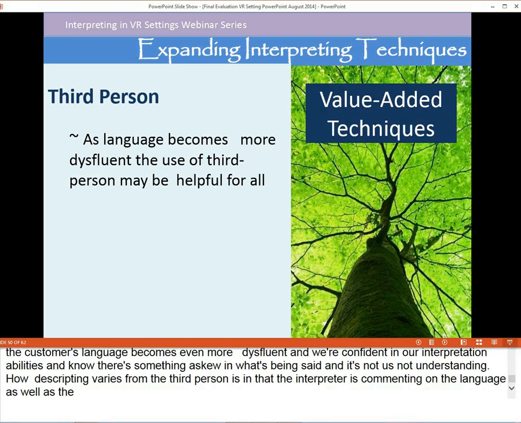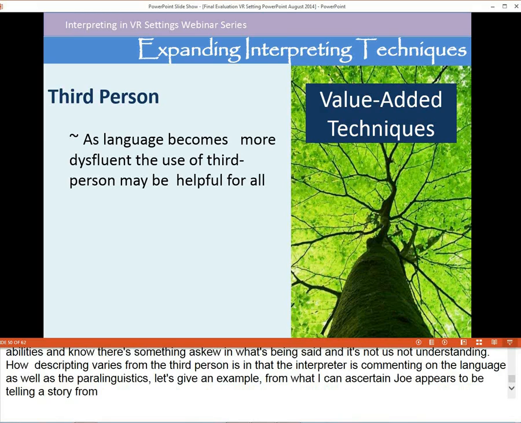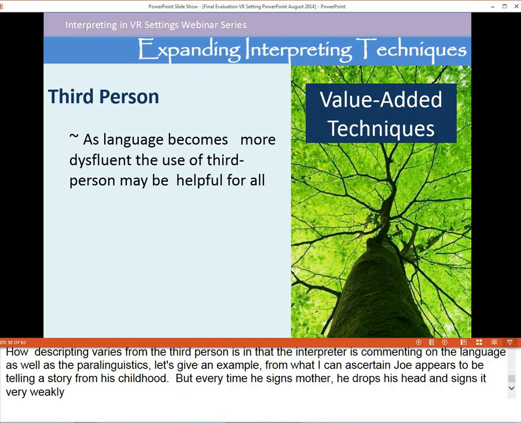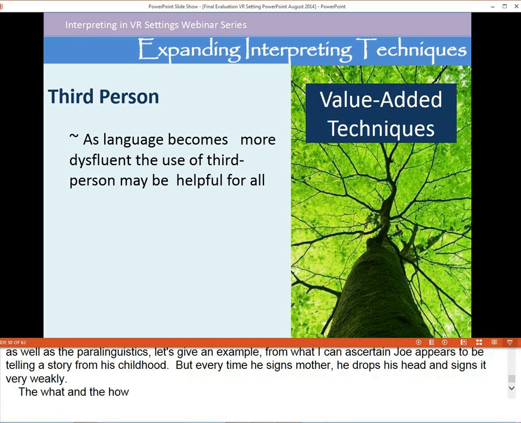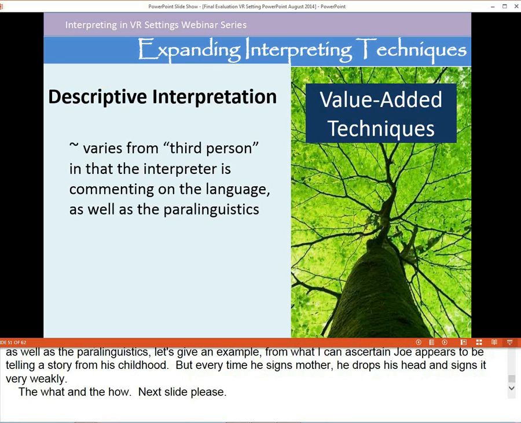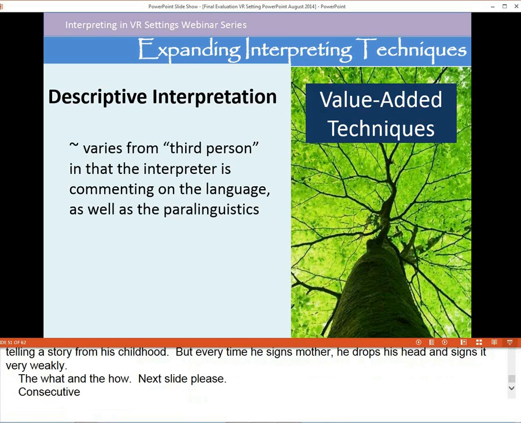From what I can ascertain, Joe appears to be telling a story from his childhood, but every time he signs mother, he drops his head and signs it very weakly. The what and the how. Next slide, please. Consecutive interpreting, we are more familiar with that than others. Let's move on to the next slide.